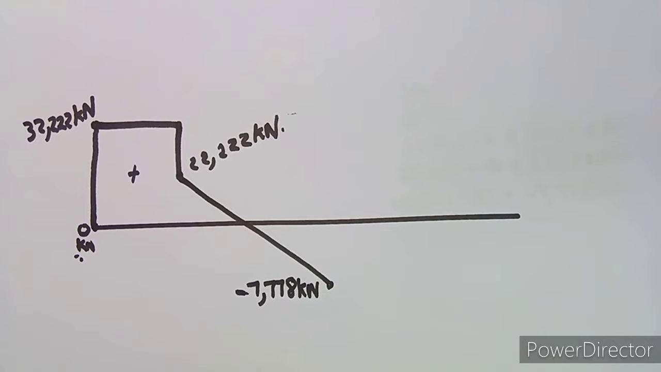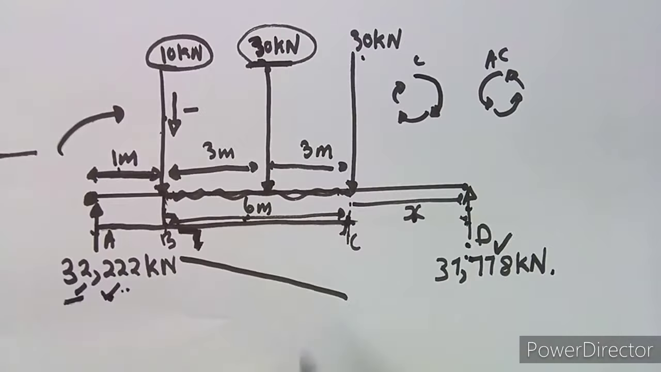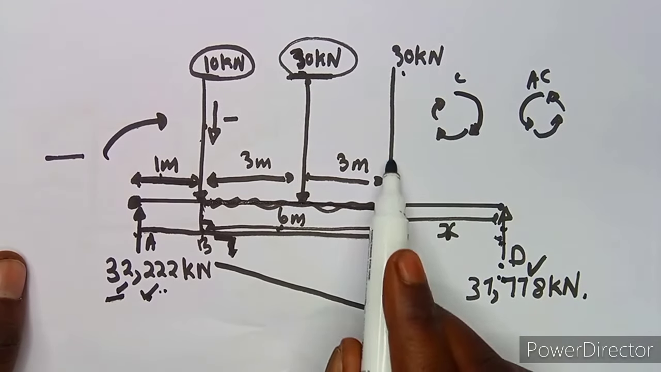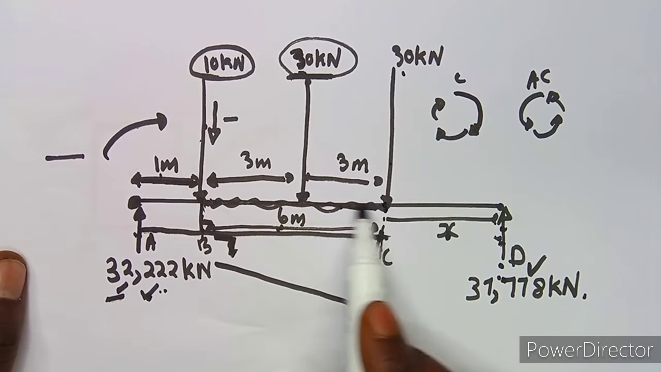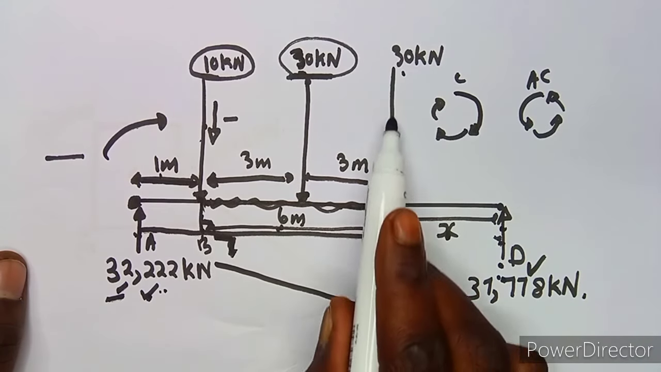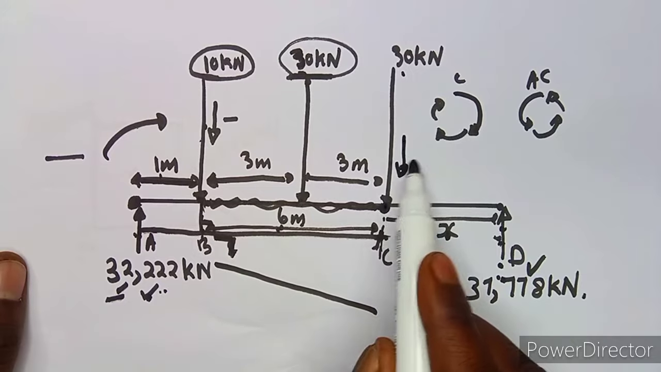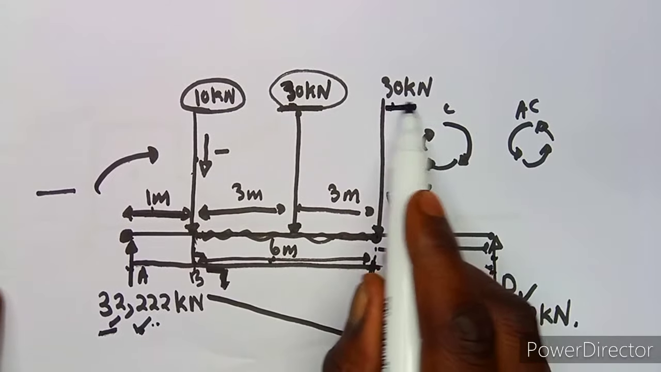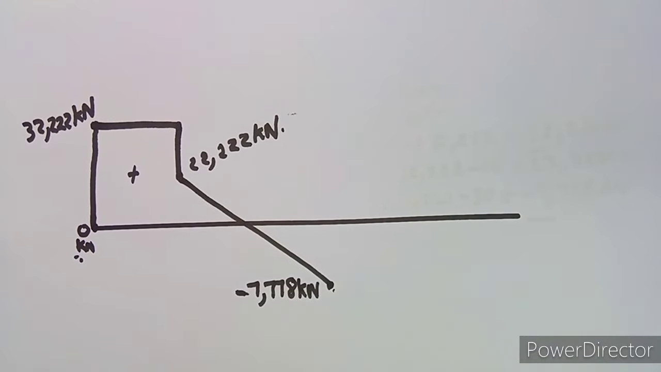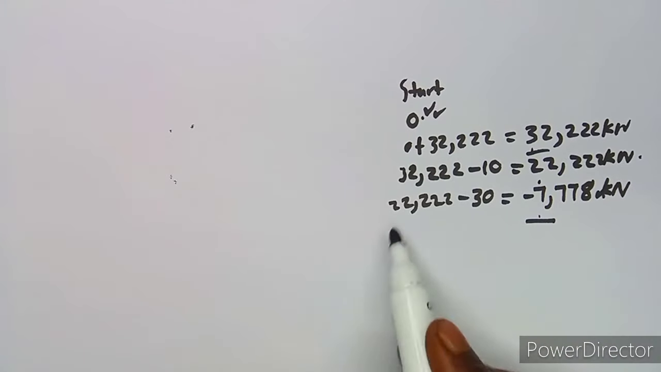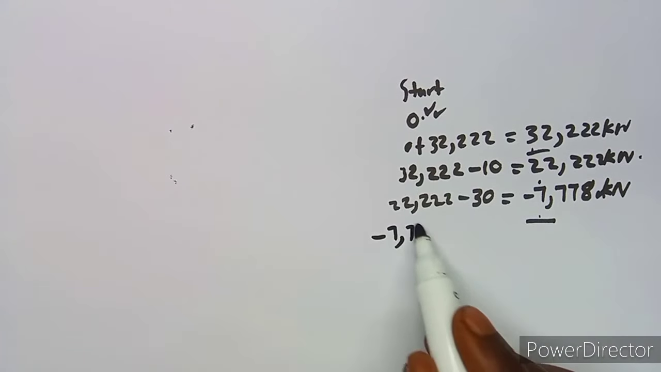Then what happened after the distributed load? I want you to see what happened. After the distributed load, there's a point load directly after. There's no distance in between. This point load is going downwards, which means it's negative. So we are going to subtract another 30. From this value as it is, you subtract 30.